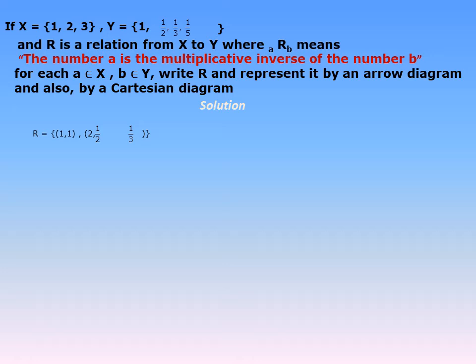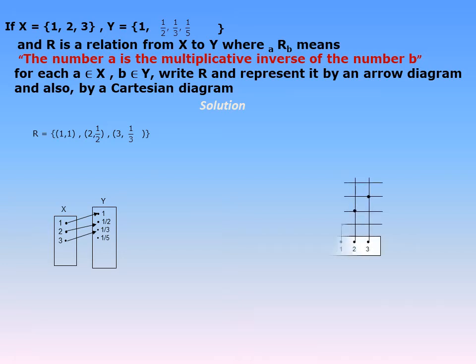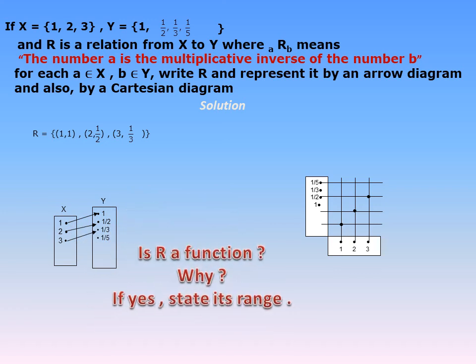Solution: R equals: the multiplicative inverse of 1 is 1, so (1, 1). The multiplicative inverse of 2 is 1/2. The multiplicative inverse of 3 is 1/3. We can represent it by an arrow diagram and also by a Cartesian diagram.